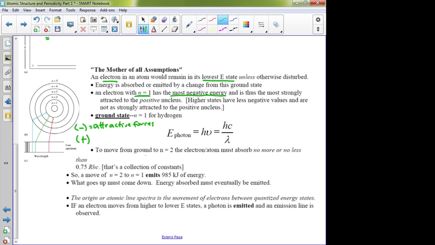up, it becomes less negative or more positive, because we assign positive as repulsive forces. If I take that negative electron and move it further away from the positive nucleus, is it going to be as attracted? No. So our energy becomes less negative.